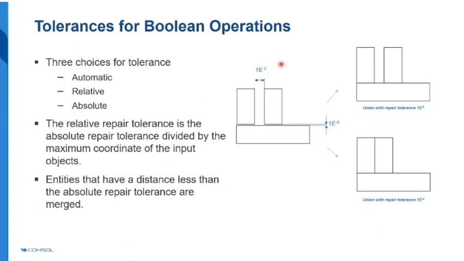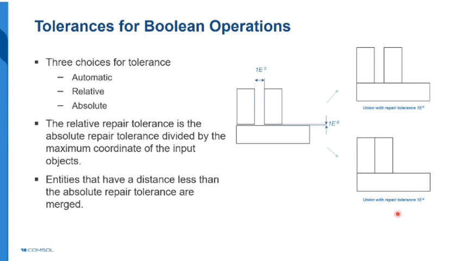So here in this case, as you can see, this is our starting object. The gap between these two squares is 1e-6, and the gap between these two squares is also given as 1e-6. Now if we are having a repair tolerance of 1e-5, in that case, the absolute repair tolerance I am talking about, you can see that this is the gap which got deleted.